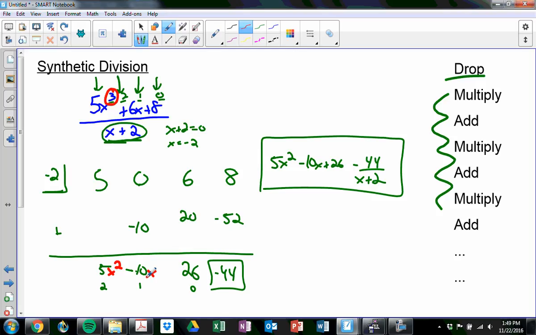So if that was 5x to the third, this became 5x squared. The coefficient could change. It went from 5 to 5. Actually, the coefficient won't change, and that's okay.